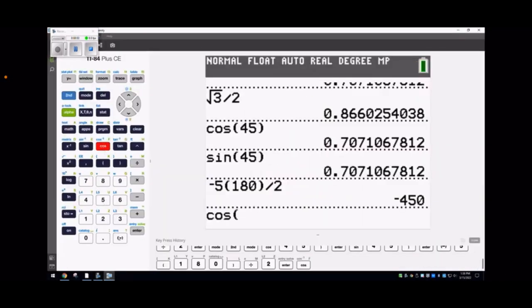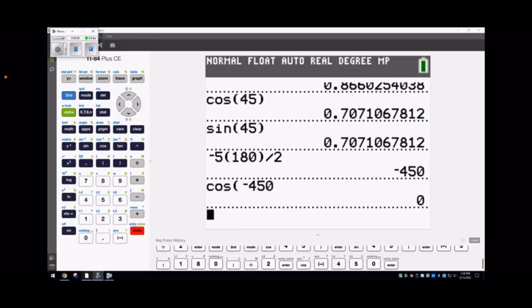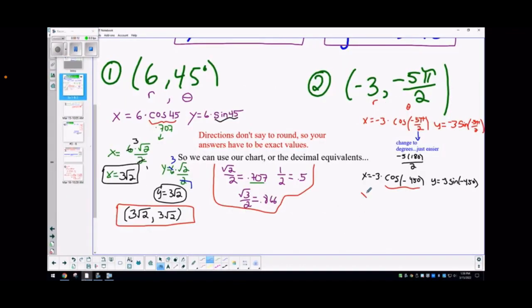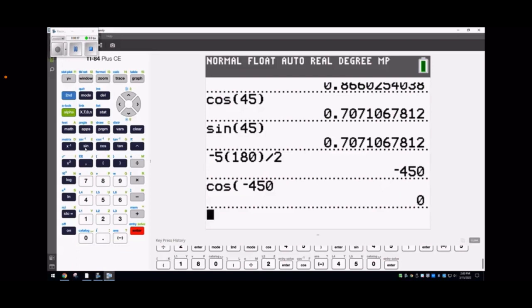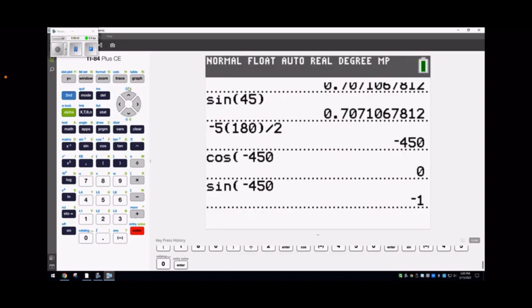And again, I'm only going to type in the cosine part. So I do the cosine of negative 450, and I see that it's 0. So you're going to have negative 3 times 0. It's good to not type everything in because you won't know if you get one of the special exact value decimals. So just take each part individually. So now you have negative 3 times the sine of negative 450. So you go to your calculator, sine of negative 450, and you're going to see that it gives you negative 1.